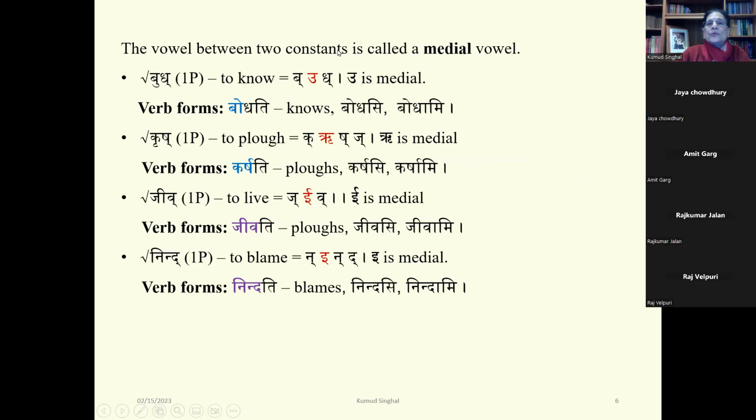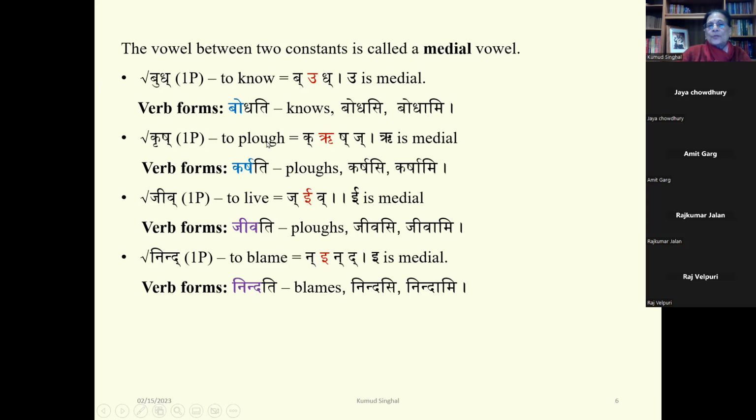So the vowel between two consonants is called a medial vowel. For example, in the dhatu buddh, buddh is ba, u, dha. So u is the medial vowel, and it is between the two consonants. Buddh means to know, and you again see that buddh becomes bodhati. It is not buddhati, it is bodhati. So a vowel sandhi happens here.